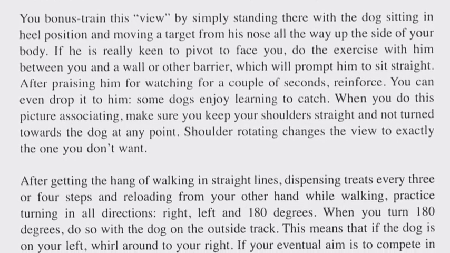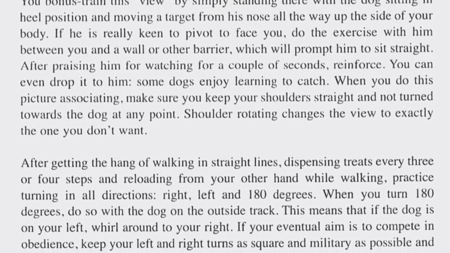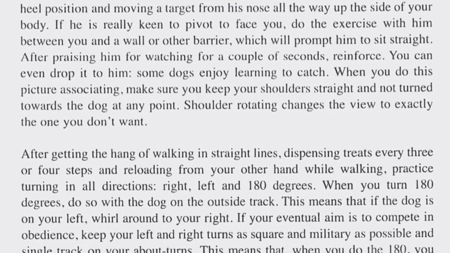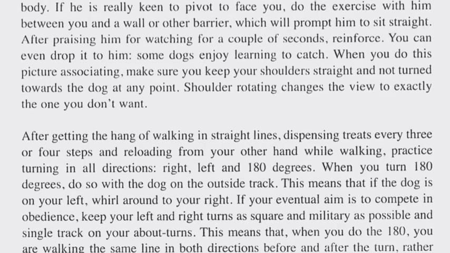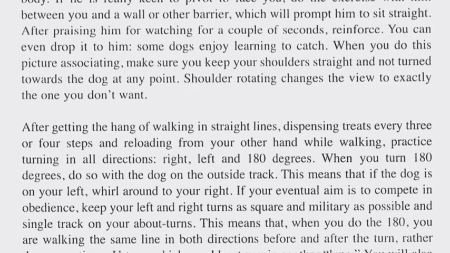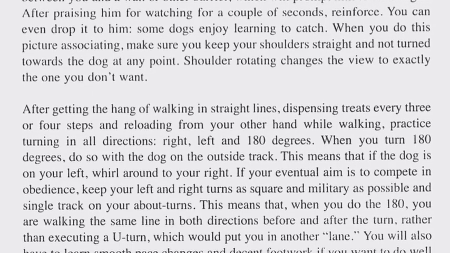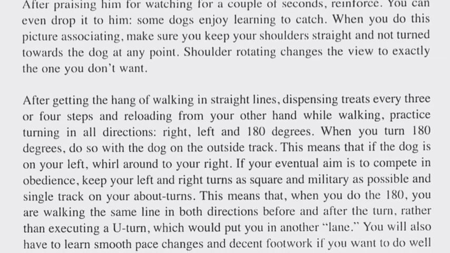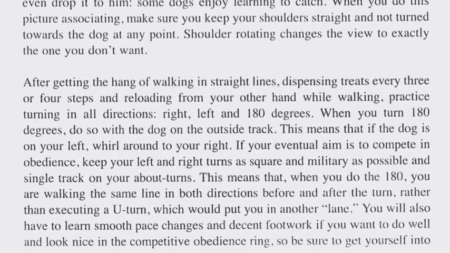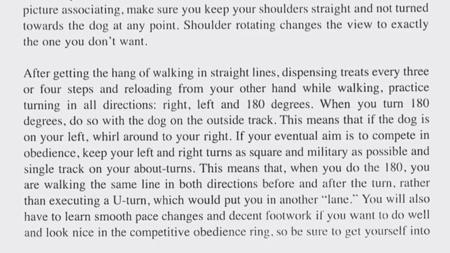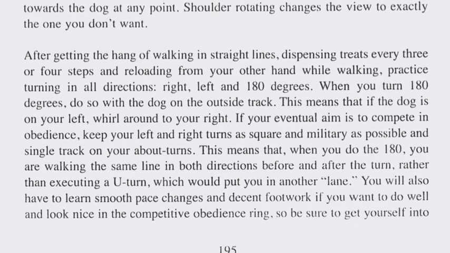After getting the hang of walking in straight lines, dispensing treats every 3 or 4 steps, and reloading from your other hand while walking, practice turning in all directions: right, left, and 180 degrees. When you turn 180 degrees, do so with the dog on the outside track. This means that if the dog is on your left, whirl around to your right. If your eventual aim is to compete in obedience, keep your left and right turns as square and military as possible, and single track on your about turns. This means that when you do the 180, you are walking on the same line in both directions before and after the turn, rather than executing a U-turn, which would put you in another lane.